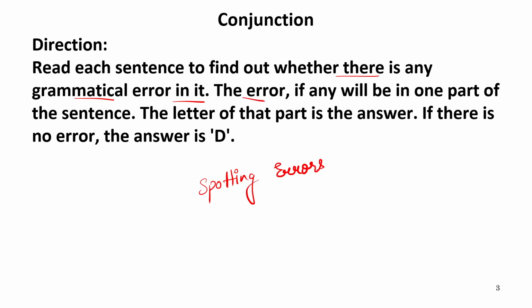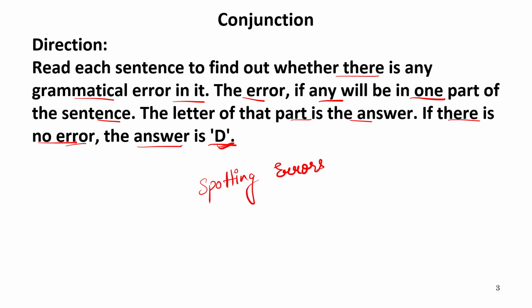The error, if any, will be in one part of the sentence. It means you will be given a sentence which has been divided into several parts. One of those parts may contain an error. So we have to select that particular part that contains the error. We need not rectify it. We have to just find that part. The letter of that part is the answer. If there is no error, the answer is D. It means if the sentence is absolutely correct, our answer will be D because D is the no error option.